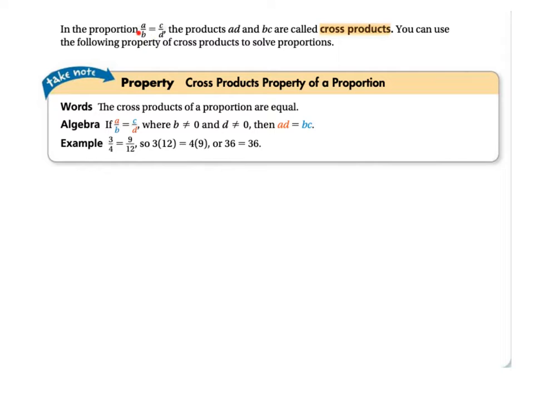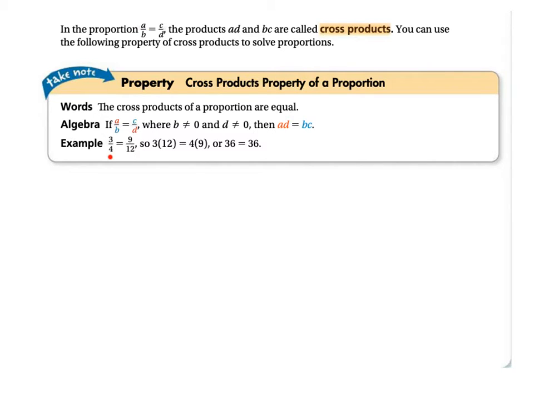Okay, so if we have this proportion, A is to B as C is to D, or A over B equals C over D, then we can multiply the diagonals. We call this the cross products property, okay? And it's got a really cool feature, okay? If you multiply the diagonals, A times D, it's going to be equal to B times C. And so you can get a proportion like this and watch what happens.